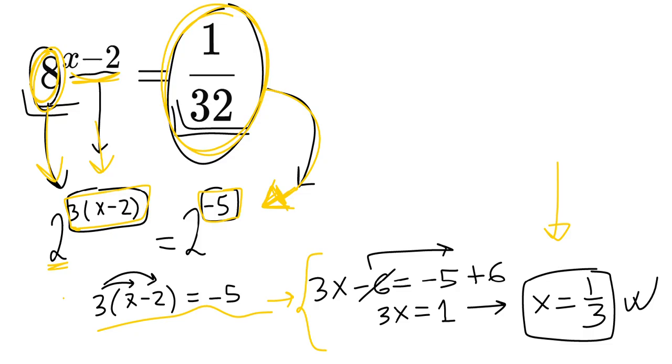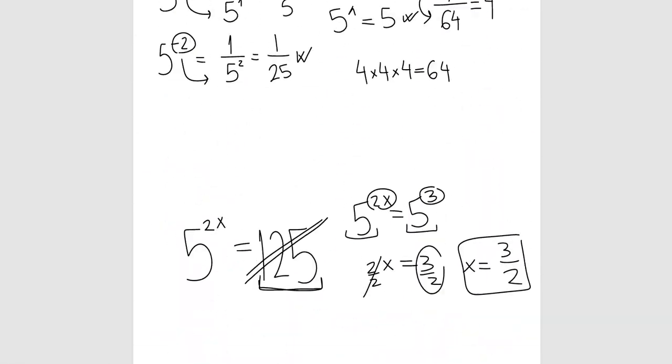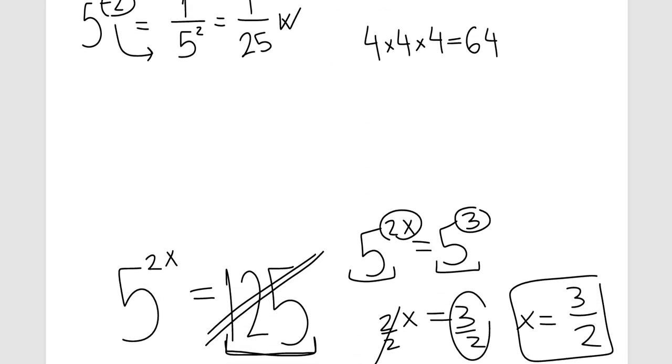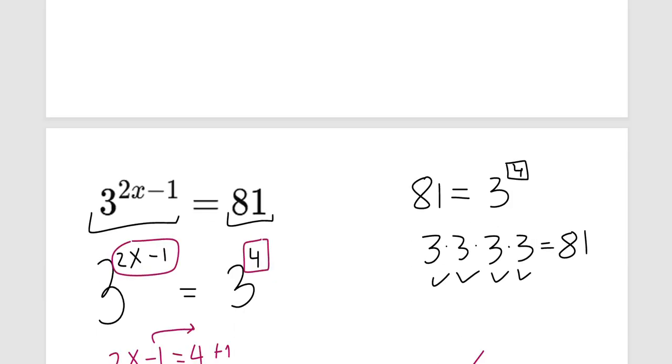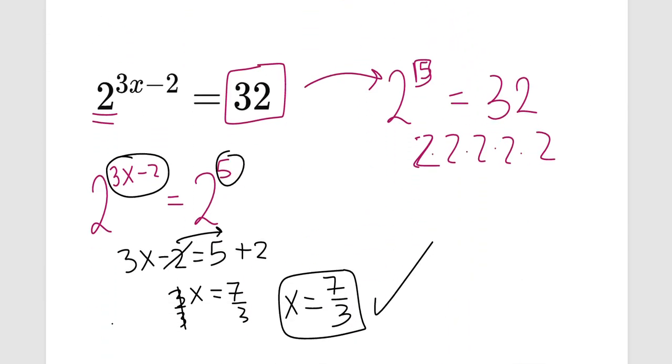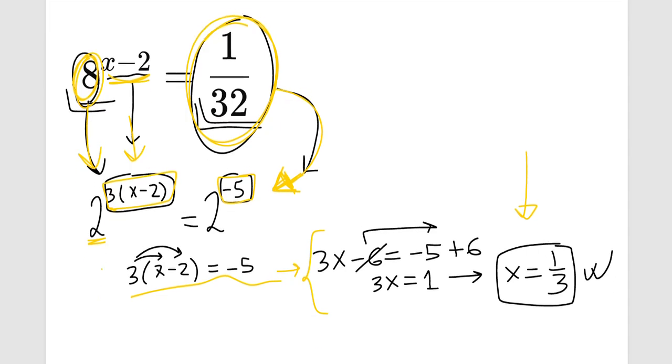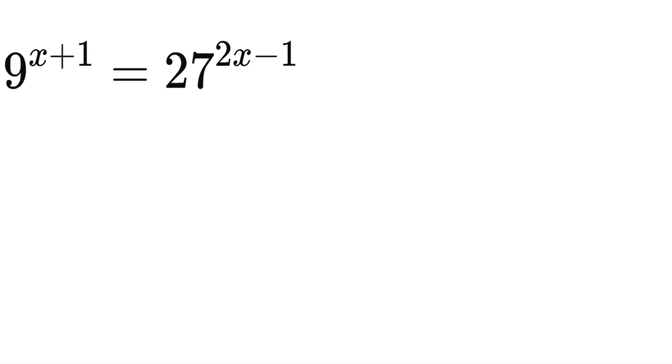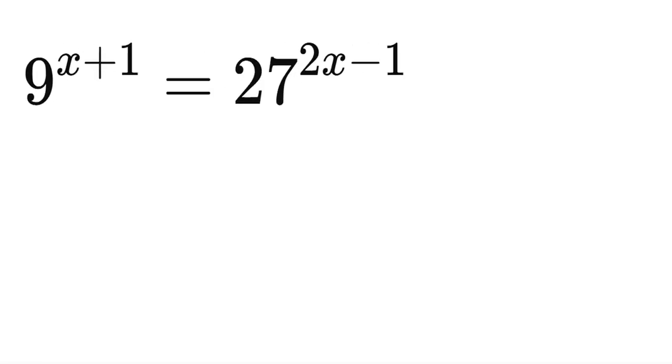All right. As you can notice, questions are getting more and more difficult. So we started with basic questions, then step 2, now more difficult, again more difficult, just a bit more challenging. Now we start maybe with the most difficult one. Look what we have. 9 to the power of x plus 1 is equal to 27 to the power of 2x minus 1.